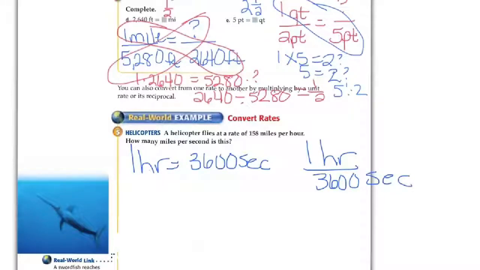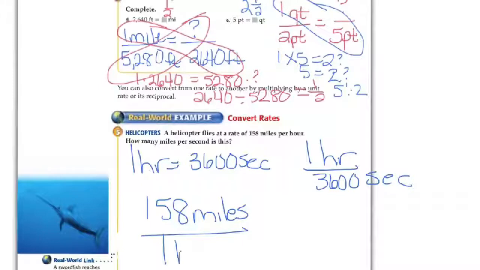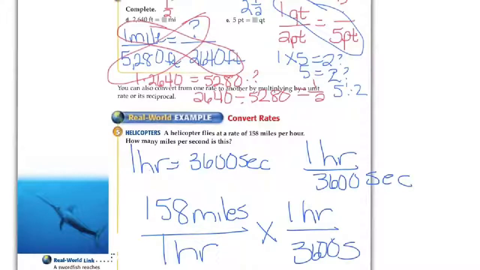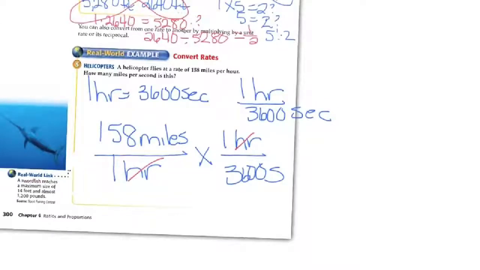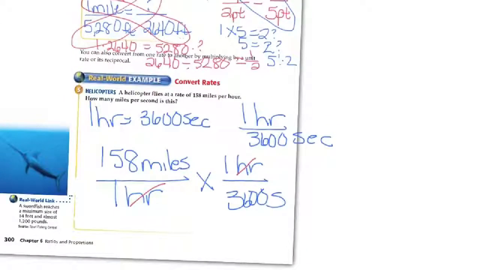Now what we would do is multiply 158 miles over 1 hour, because he flies that many miles in an hour. How much is that going to equal if we times it by 1 hour over 3,600 seconds? Divide out your common units, which are the hours, cross those out, and then you will be left with 158 divided by 3,600, because you end up multiplying, and you get 158 miles over 3,600 seconds.